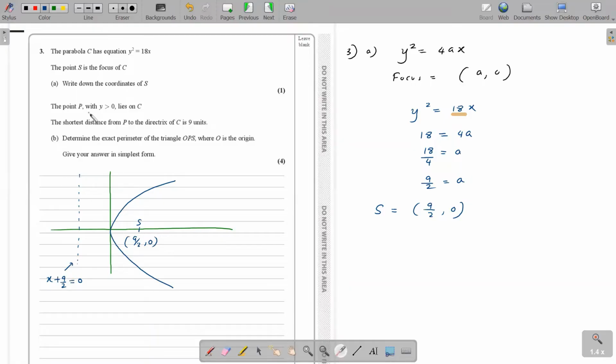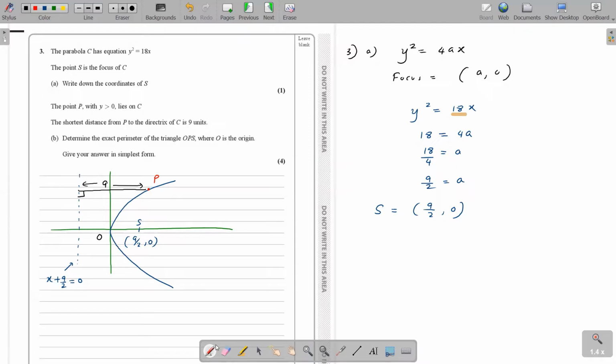Now they say the point P with y greater than 0 lies on C, which means the point P is on the positive part of the parabola. So you have point P here. And what are they saying? The shortest distance from P to the directrix. What do you mean by the shortest distance? The perpendicular distance from point P to the directrix is 9 units.